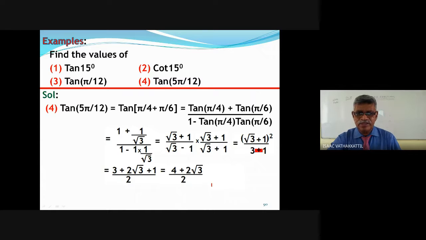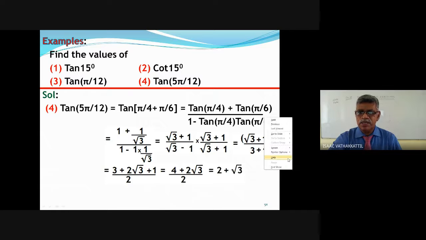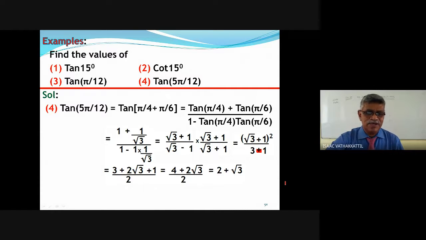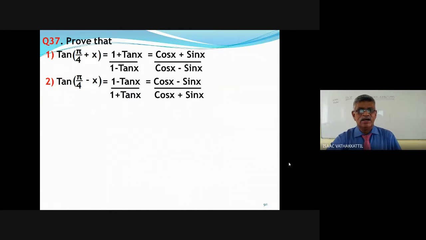So what is the final answer? Final answer will be 2 plus root 3. So tan 5 pi by 12 is 2 plus root 3. Now, if you remember this, if I ask to fill in the blanks, tan 75 degrees is the same thing, because 5 pi by 12 is 75 degrees, okay?